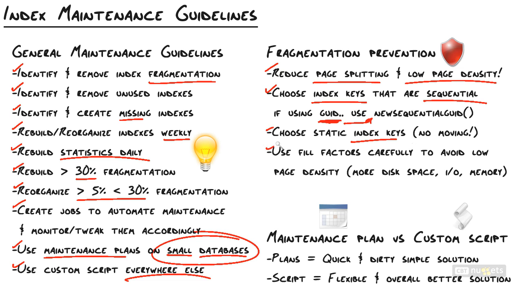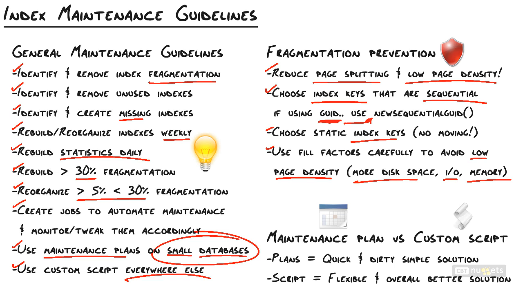And then finally, use fill factors carefully to avoid low page density. We'll get into proper fill factor design, but understanding fill factors is critical before you use them. General guideline again is you use a lower fill factor when you have a lot of activity on a table because you want a little bit of space there to reduce page splitting. And on tables that do not have a lot of activity, you want a higher fill factor so your pages stay full, which again results in fewer pages. But the overall thing here is we want to avoid low page density because that results in more disk space, more I/O, and more memory inside of the buffer pool.